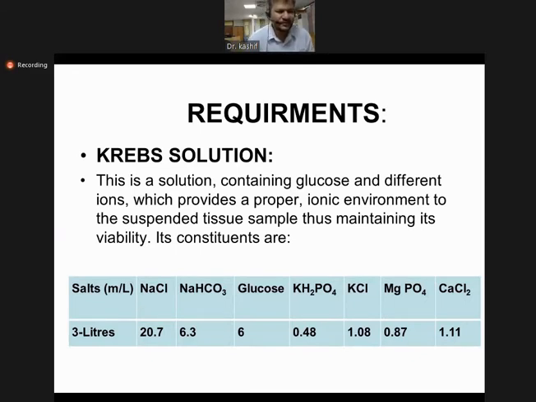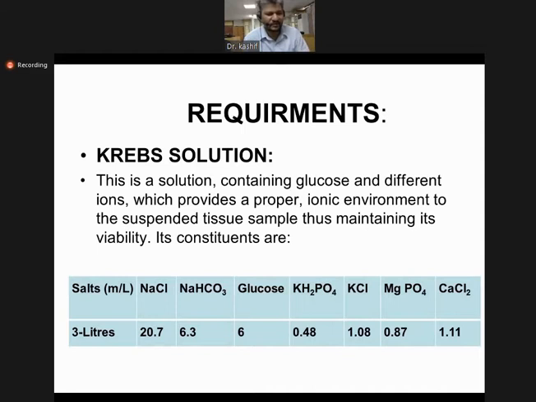You should also know the composition of crab solution; it is better to know it. It's a salt, and usually we prepare it in an amount of 3 to 4 liters. If we prepare around 3 liters, it contains sodium chloride 20.7 grams, sodium bicarbonate 6.3 grams, glucose 6 grams, potassium hydrogen phosphate, and potassium chloride. So this is the composition of crab solution.